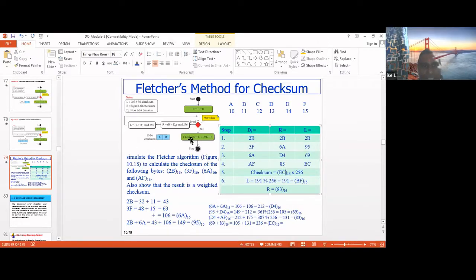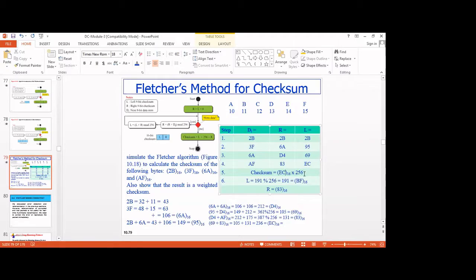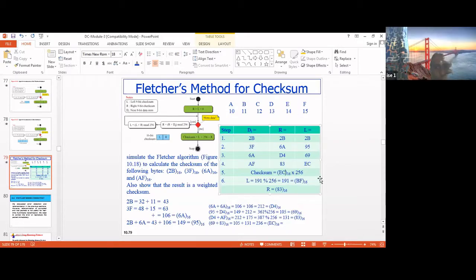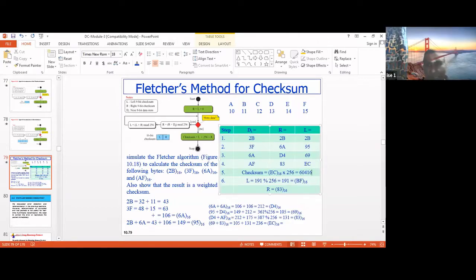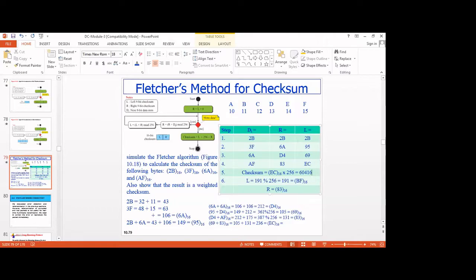Checksum is given as L into 256 plus R. What is L? L is EC. So EC is how much? 236. 236 into 256, how much? 60,416. Is this correct? Yes.